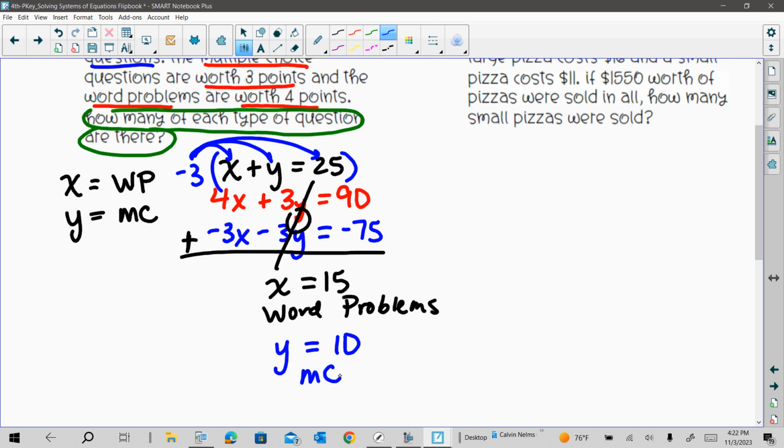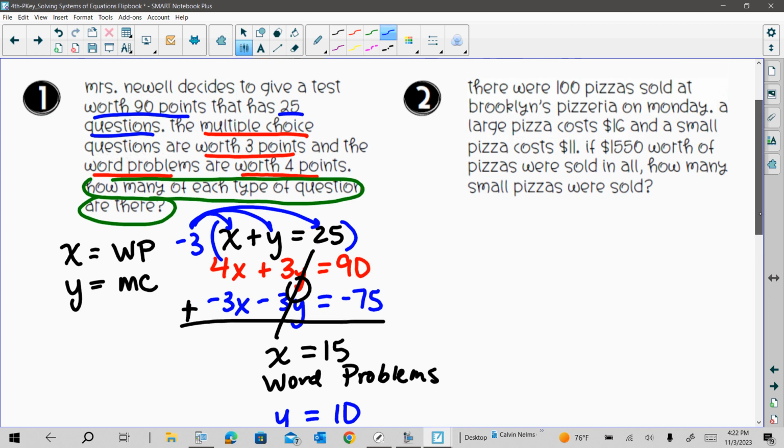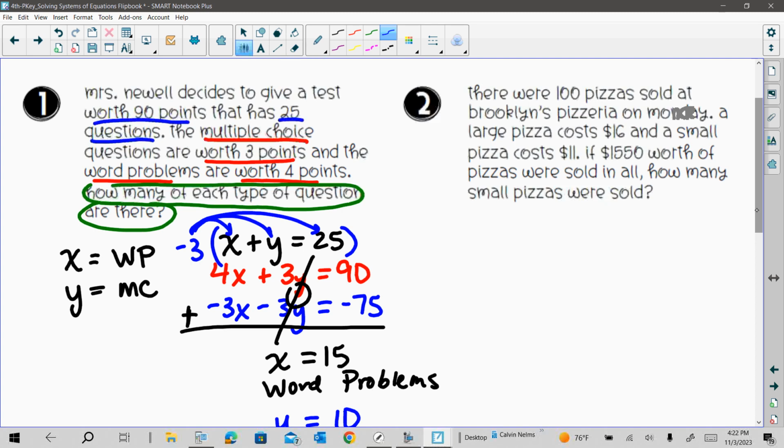So the key is take in the key information, define your X and Y using that key information, the two things that are being compared or that have a point value or some type of worth to define. So on 2 here, since we have 100 pizzas sold, that's key information, that's the total, okay? And it says Brooklyn Pizzeria on Monday. Actually, that's a good pizza place. On Monday, we have two types of pizzas. A large costs $16 and a small costs $11.